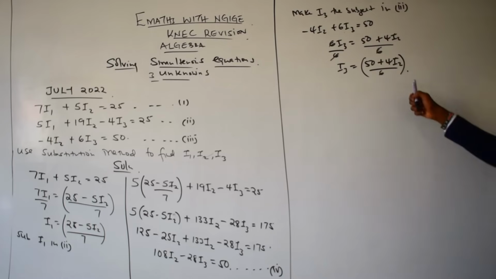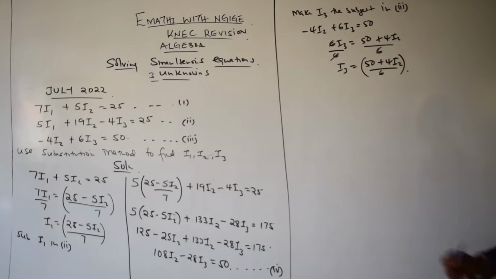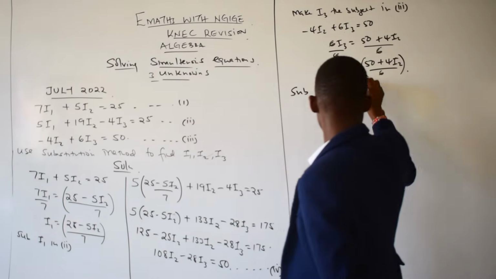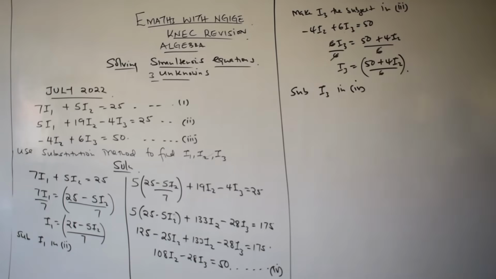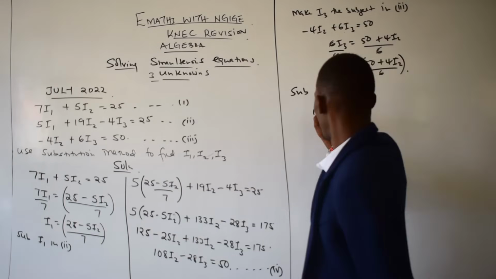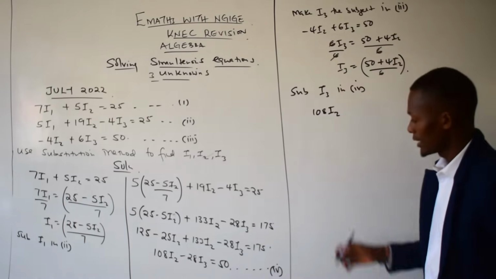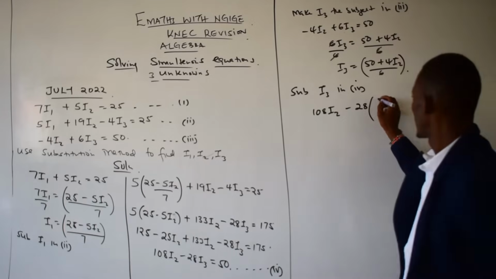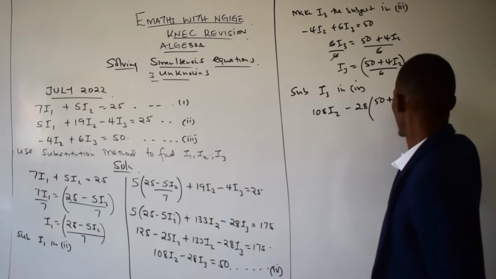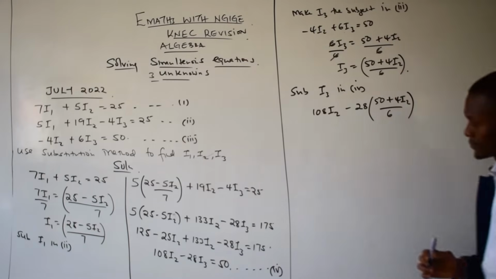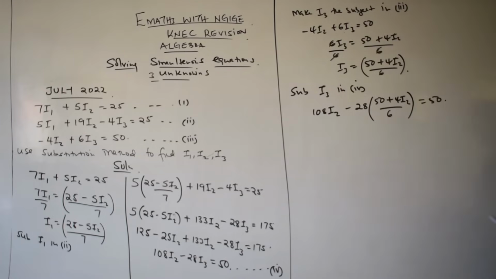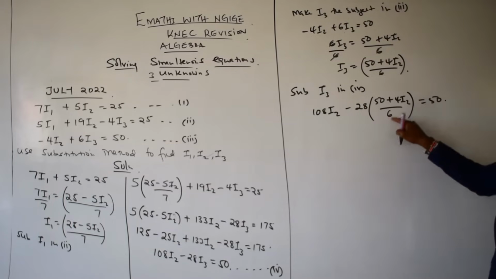Then from there, replace now your i3 in equation number 4. So sub i3 in equation number 4. Wherever we have an i3, you replace with this value. So we shall have 108 i2 minus 28. Then you have i3, and what is our value for i3? 50 plus 4i2, then divide by 6, equals to 50. Again, eliminate our denominator there by multiplying every term by 6. Remember, this is a whole term. So if you multiply by 6, this 6 and 6 will cancel here.